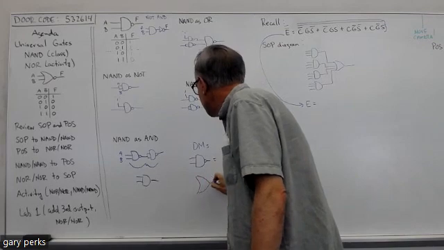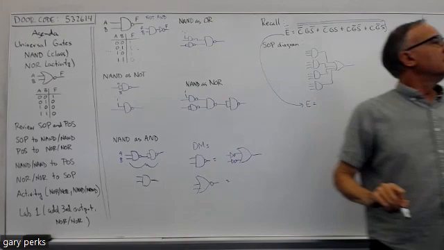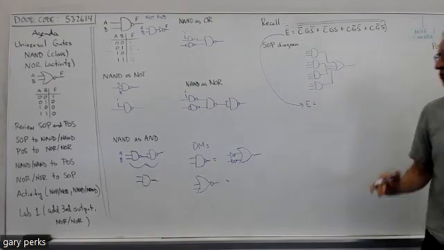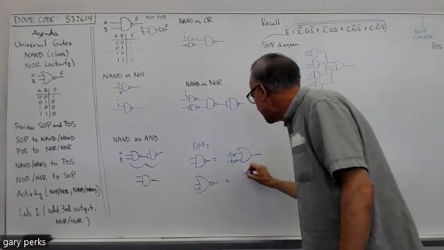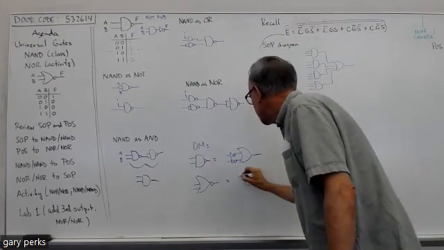The other part of De Morgan's? Equal to, right, a NOR. The other part of De Morgan's tells us a NOR is the same as an AND with inverted inputs.